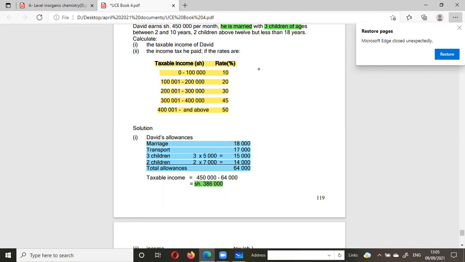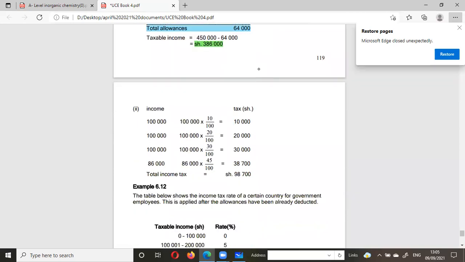Pardon? I think this one is 101. Yes, so we shall ignore the 1 because we are counting from the first note to the last note. So that's how we look at it. Let us look at how we calculate this. The first 100 is multiplied by 10%, the next 100 by 20%, the next 100 by 30%.